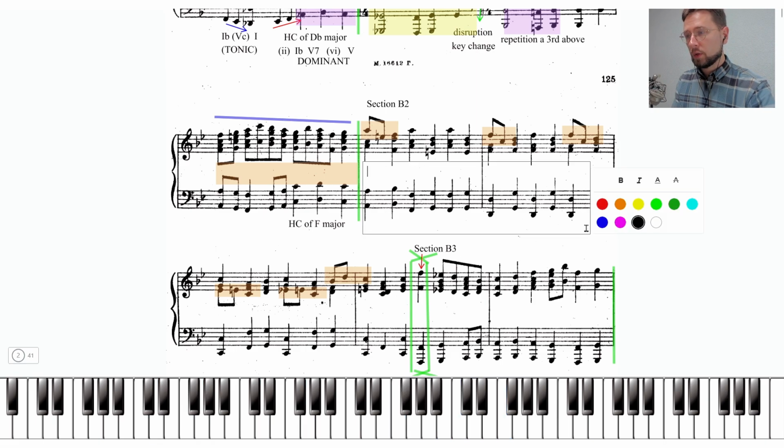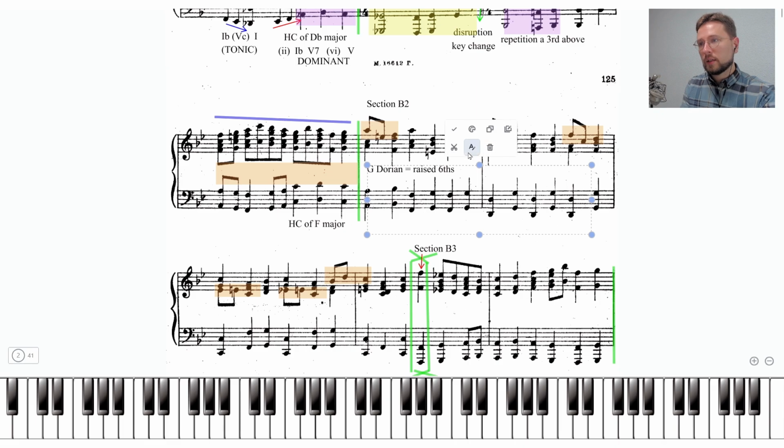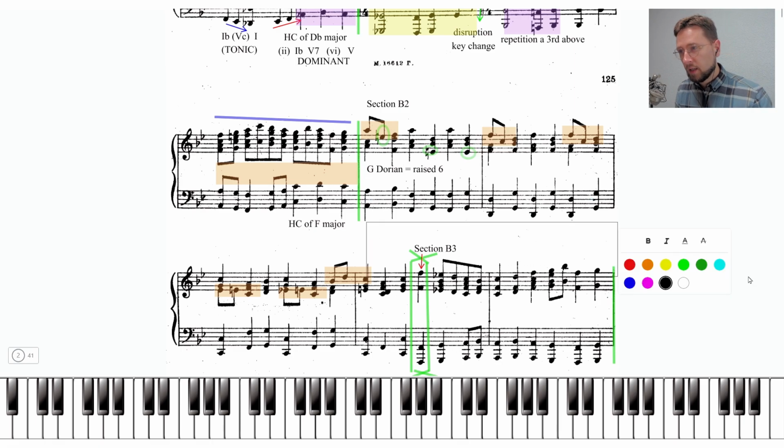So G Dorian, which is the second degree of F major, is the scale that has G, A, well, it's G minor with the raised 6. So we have the raised 6th degree, which is E natural, and E natural is appearing here. Also, it's getting in different places. But really the sound that we're getting is this A, which in G Dorian would be the 2nd degree, and that goes to the 3rd, B flat.